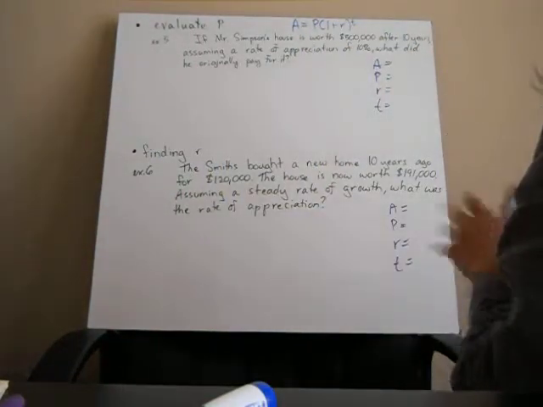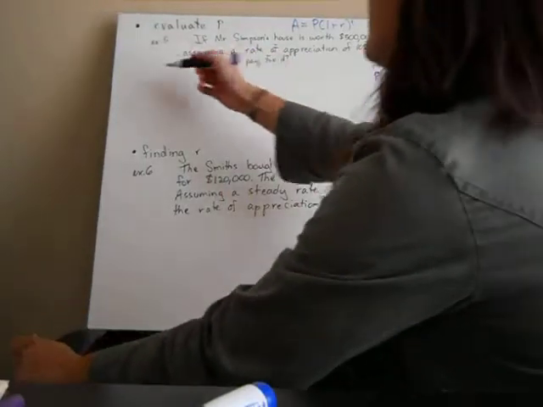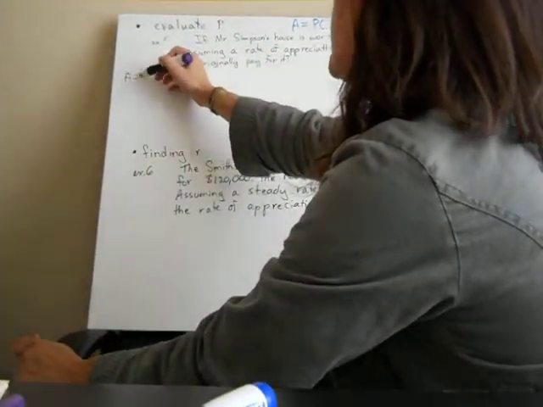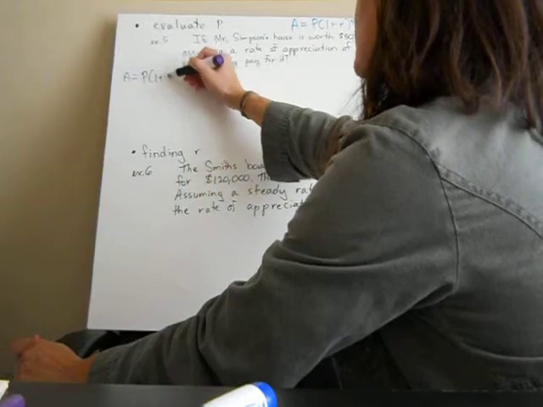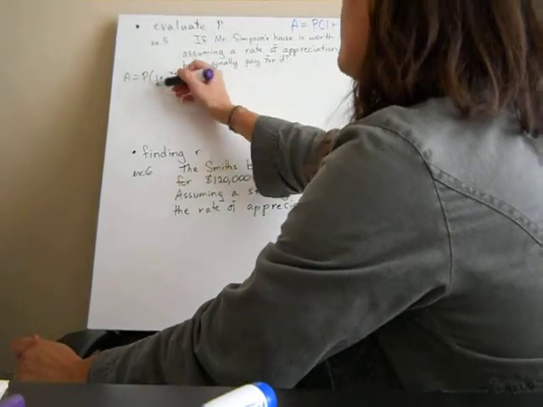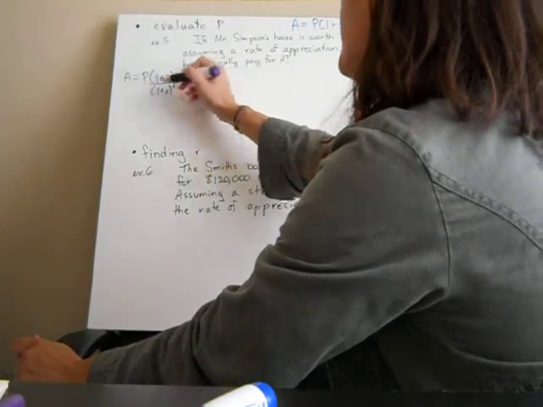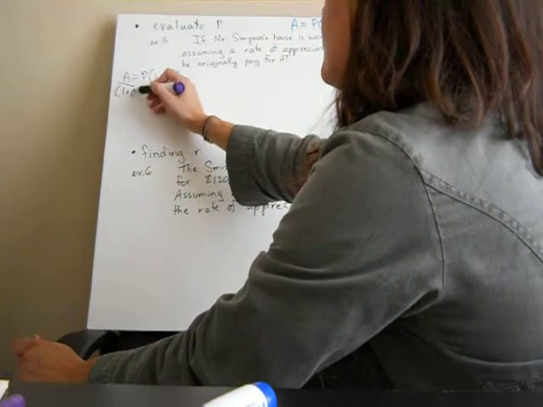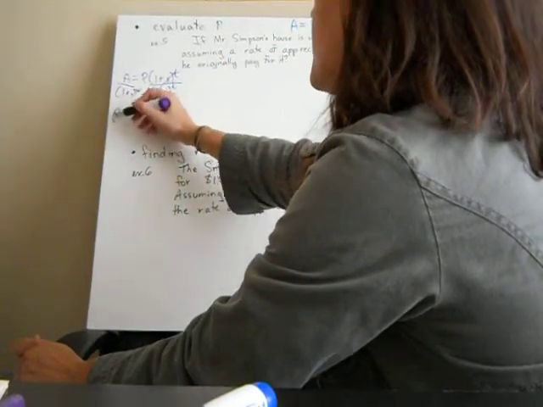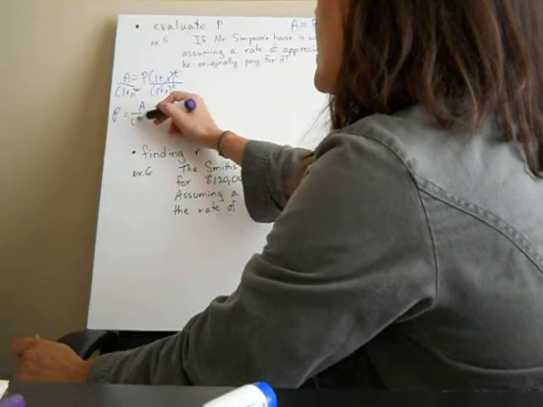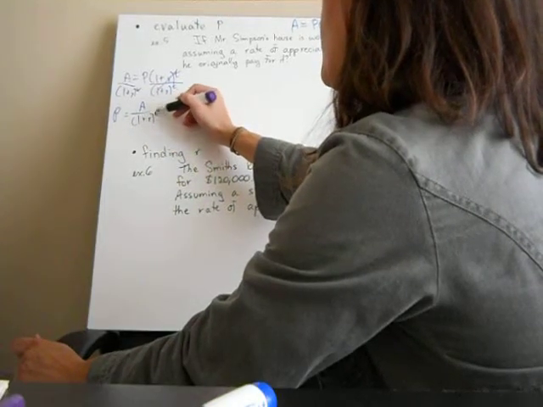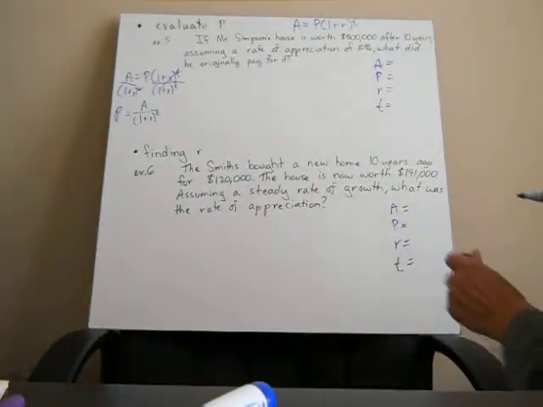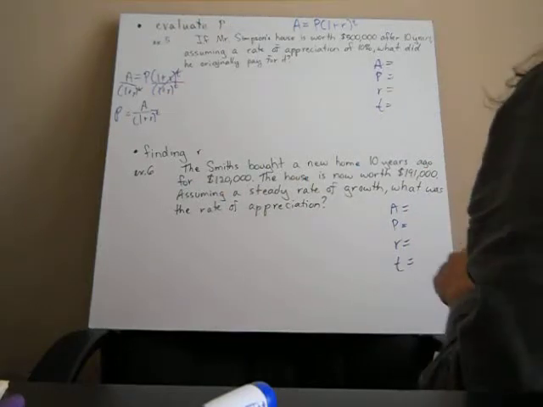In fact, some students like to do that first. Some students like to, in the very beginning, treat it as a literal equation and divide both sides by 1 plus r to the t. And now you know that P is simply A divided by 1 plus r to the t. And if you're one of my people who wants to do that, you are more than welcome to. In fact, I encourage that line of thinking.